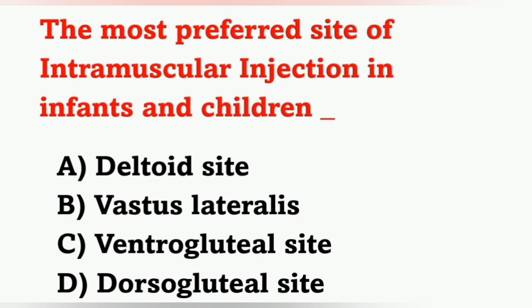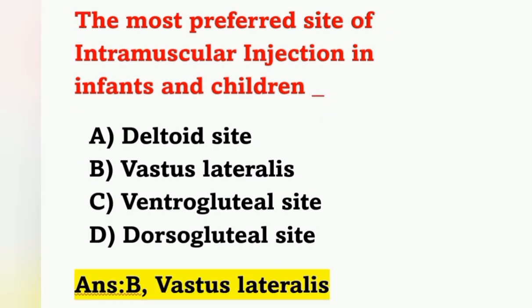The next question, the most preferred site of intramuscular injections in infants and children. Options, option A deltoid site, option B vastus lateralis, option C ventrogluteal site, option D dorsogluteal site. And the correct answer is option B, vastus lateralis is the preferred site for intramuscular injections in infants and children.